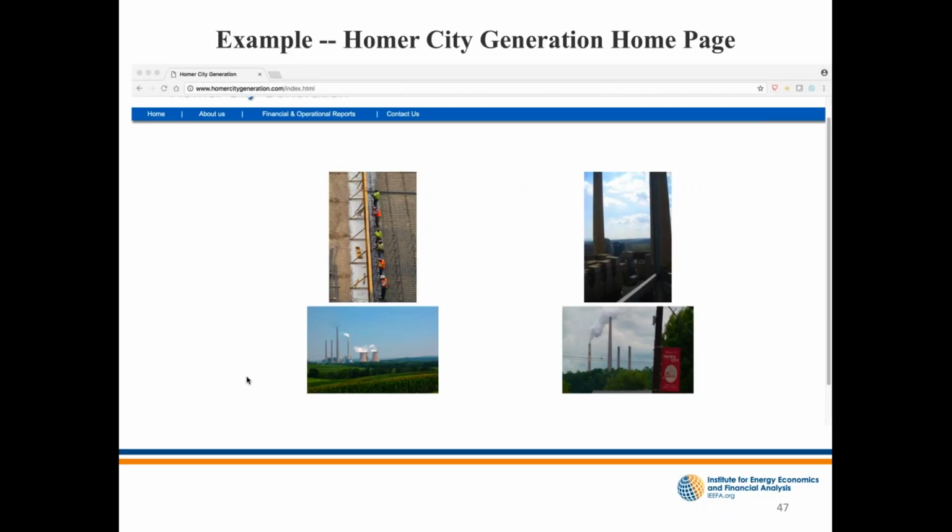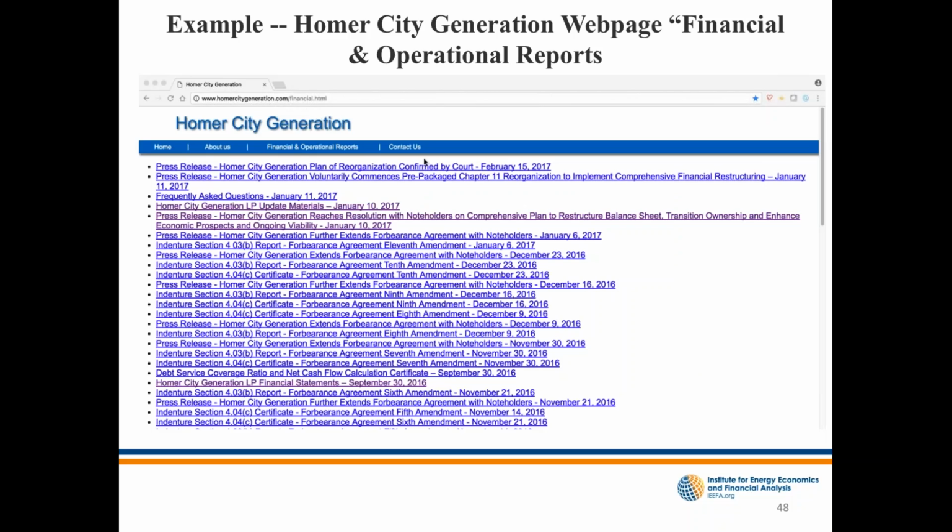Okay, if you Googled Homer City Generation, this is where you'd end up. You want to click on Financial and Operational Reports, and you get to this page. Here, Homer City has a lot of filings because they went bankrupt in 2016 for the second time in 5 years. They had previously gone bankrupt in 2012. They have not yet filed a financial statement for the full year of 2016, so all we had was the statement for the first 9 months as of September 30, 2016.